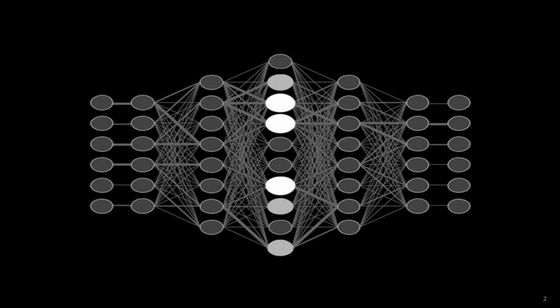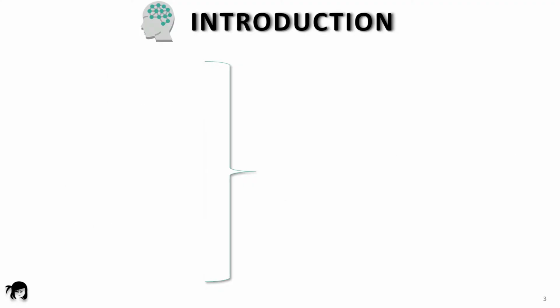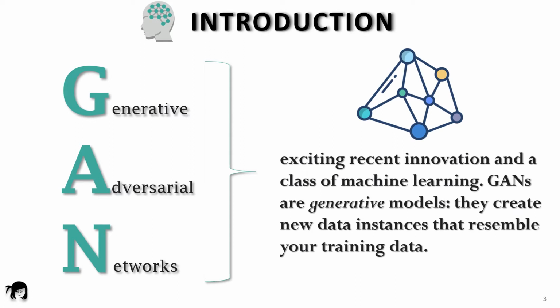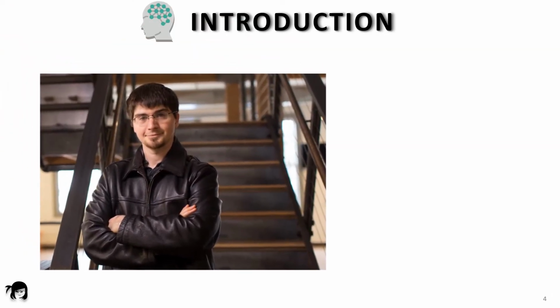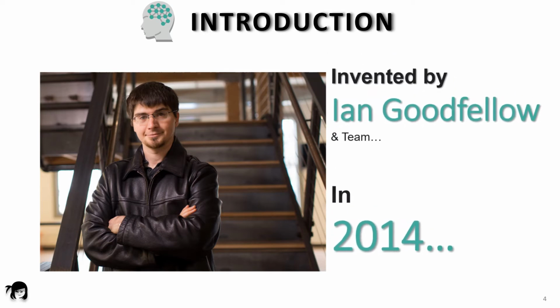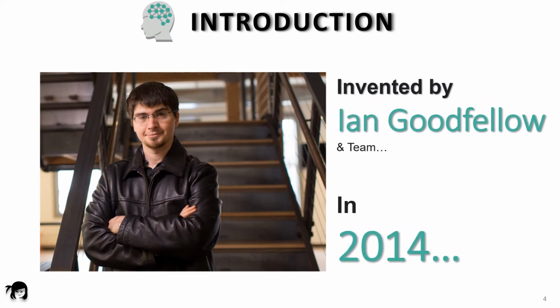First of all, we need to understand what is GAN. Generative Adversarial Networks, or GANs, are an exciting recent innovation in machine learning. GANs are generative models. They create new data instances that resemble your training data. GANs were introduced in a paper by Ian Goodfellow and other researchers at the University of Montreal in 2014. Facebook's AI research director Yann LeCun called adversarial training the most interesting idea in the last 10 years in ML.